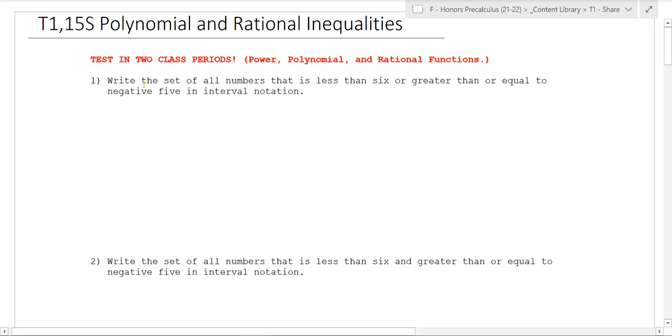Today we're going to talk about polynomial and rational inequalities. So first we're going to write a set of all numbers that is less than 6 or, that's important, greater than or equal to negative 5 right there.